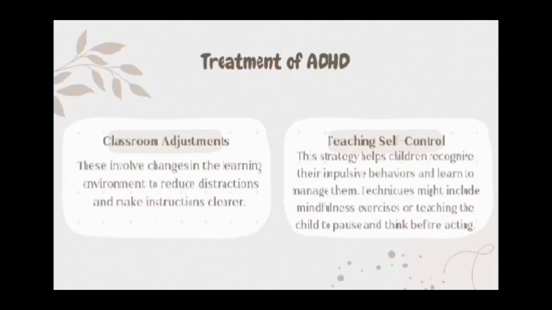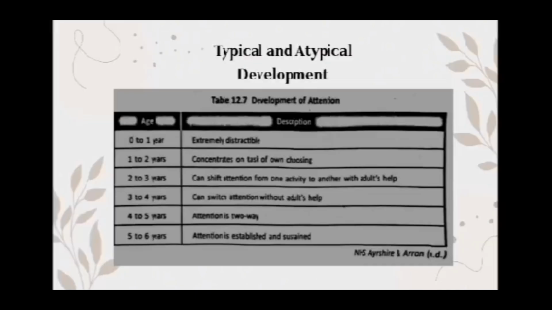For example, a parent might teach a child to count from 1 to 5 before speaking when they feel the urge to interrupt a conversation, so that they would help, so that instead nga mo diretso sila interrupt sa mga conversations, kabalo na sila mohulat sa ilang turn ug kanus-a mo istorya. Now let's move on to typical and atypical development.